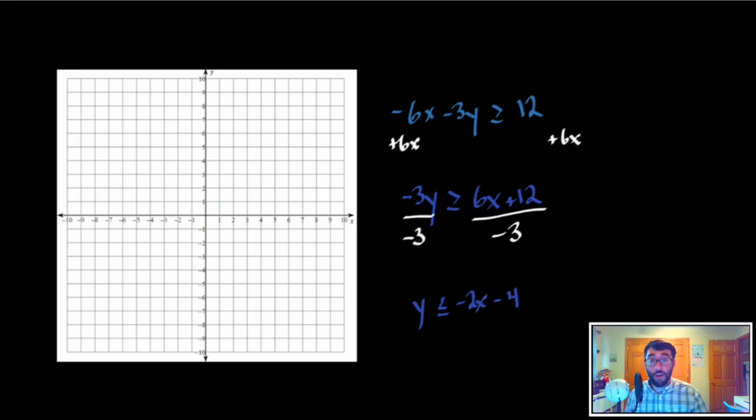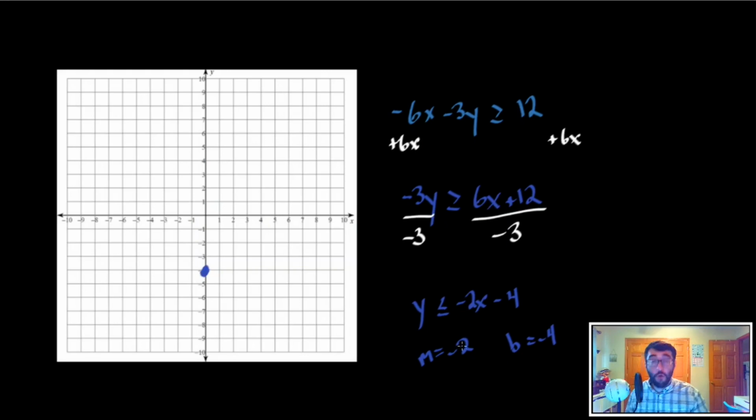Okay, so that's my inequality in slope-intercept form. Y is completely by itself. So now I can go ahead and figure out what my slope is. My slope is -2, and my y-intercept is -4. So I'm going to plot that y-intercept of (0, -4).